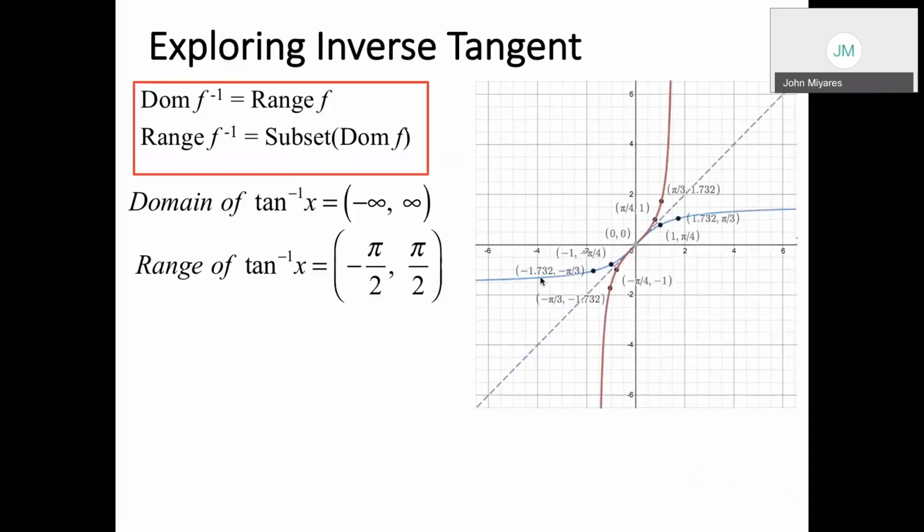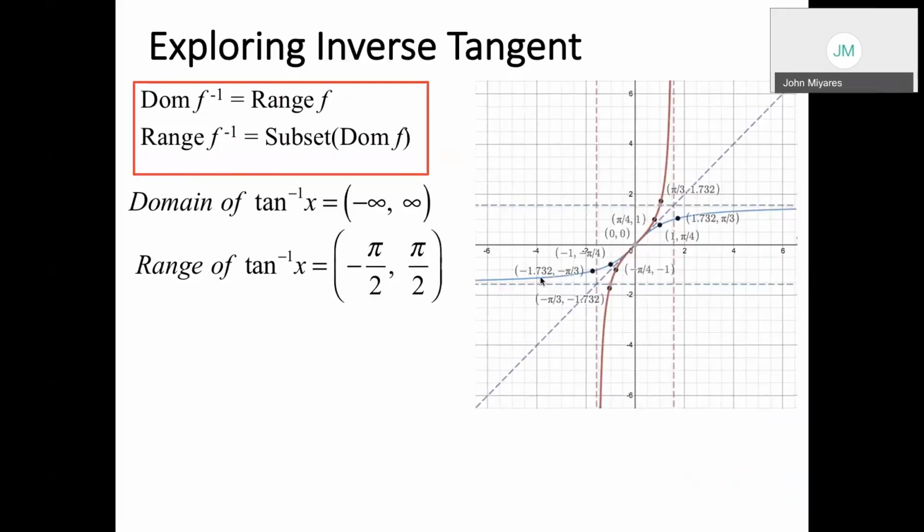Here are some points on each of those graphs. On the red graph of the tangent function, you're seeing the different angles as your x values and the tangent ratios as your y values. On the blue graph, those coordinates have been reversed. So your x values are ratios, your y values are angles. It's also important to see that what was a vertical asymptote in the original function becomes a horizontal asymptote in the inverse function once we flip it over sideways.